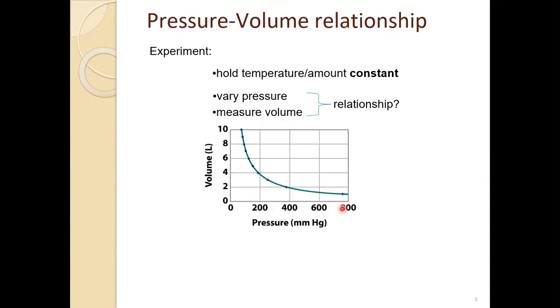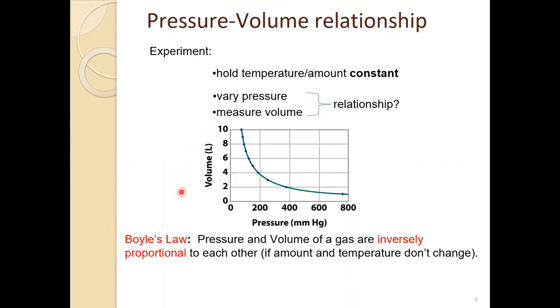As the pressure of the gas increases, and pressure here is in millimeters of mercury, which is just another unit of pressure like atmospheres and PSI, we find that the volume decreases. Whereas as the pressure decreases, we find the volume increases. So there's an inverse relationship between these 2 properties. As one increases, the other has to decrease.